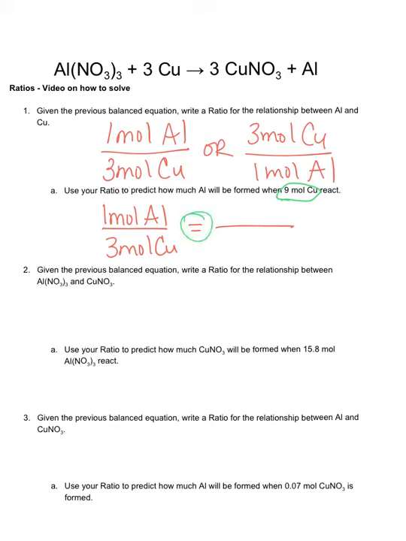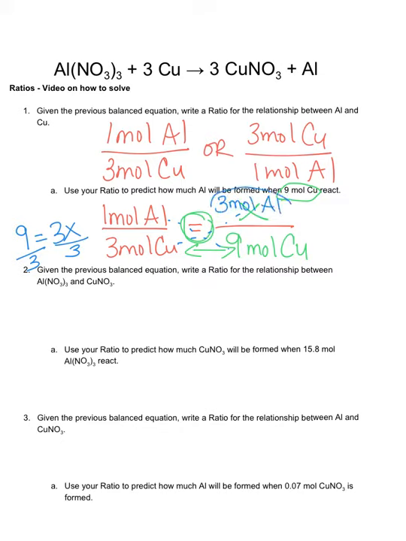Since it's an equal sign, the 9 moles of Cu goes here, because these two must be equal to each other. I don't know how much aluminum, so I'm going to use X. I'm going to cross multiply now: 9 times 1, 9 equals 3 times X, 3X. Divide both sides by 3, and X equals 3, so my answer for that one would be 3 moles of Al.